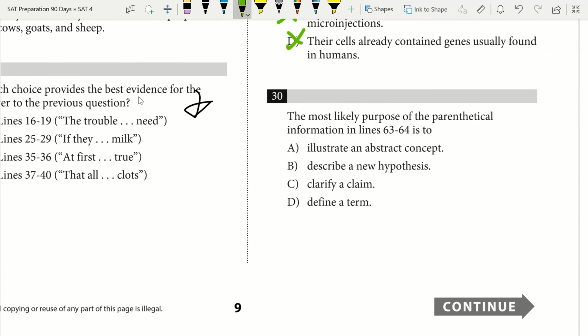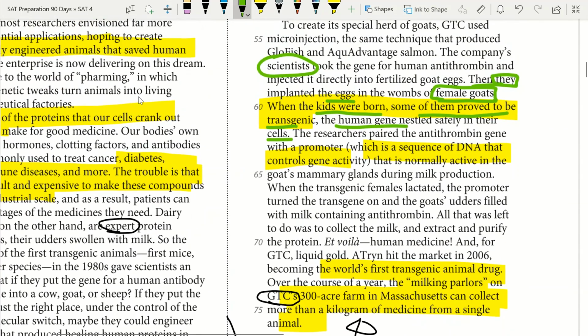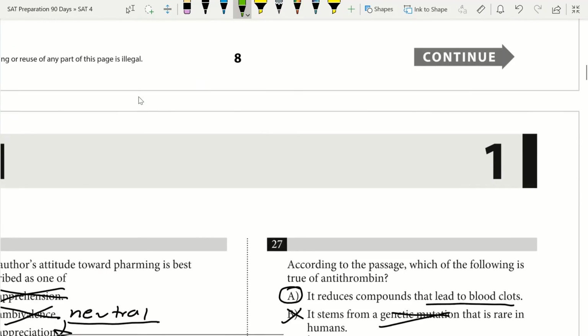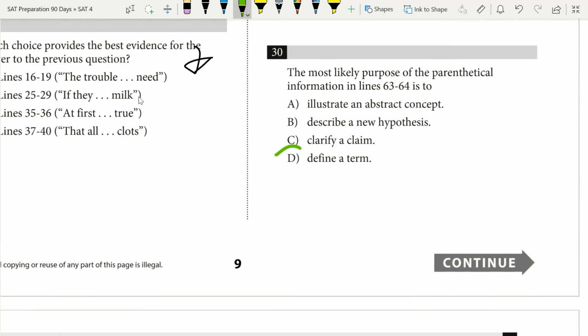Now we can take a look at question 30. So 30 says the most likely purpose of the parenthetical information in lines 63 to 64 is to do what? Let's take a look. So we have 63 to 64. We have which is a sequence of DNA that controls gene activity. Okay, I see that that's describing my promoter, so it's defining what a promoter is. It's a sequence of DNA that controls gene activity. So since we are defining a promoter there, we are defining a term. So our answer there would be D. So D would be our answer for 30.